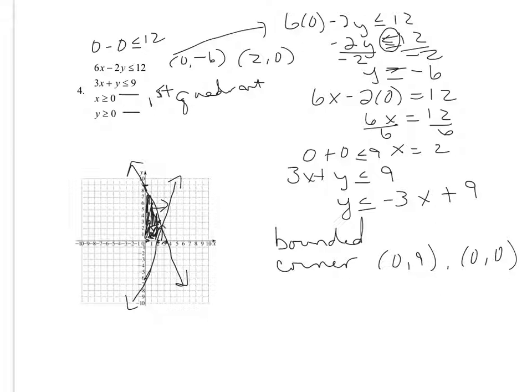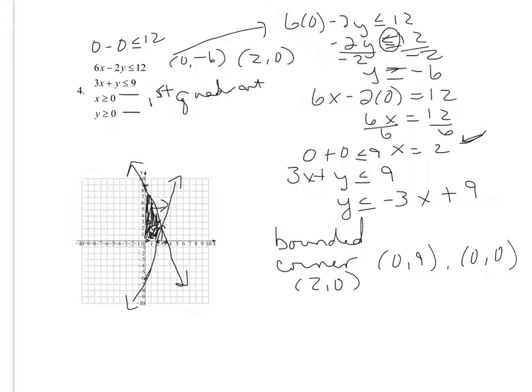Now, it appears that I may have a corner at (2, 0). How can I be sure it's (2, 0)? Well, I'm going to need to go back to this first equation, 6x minus 2y, which is less than or equal to 12, and let's double check. When we put in 0 for the y value, we did get back 2 for the x value. That is a point we had on our graph. So (2, 0) is definitely one of my corners.